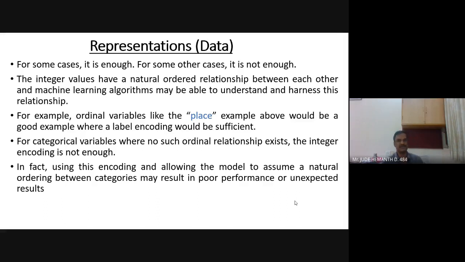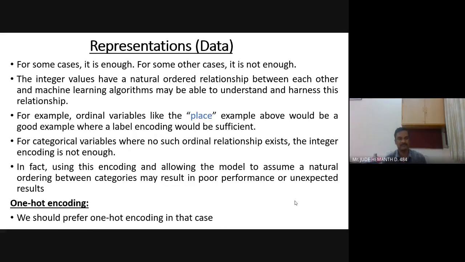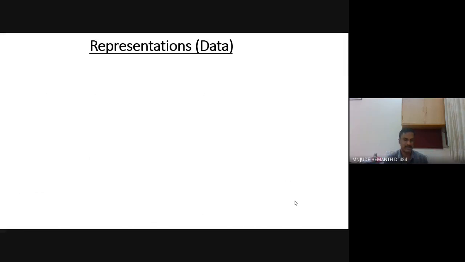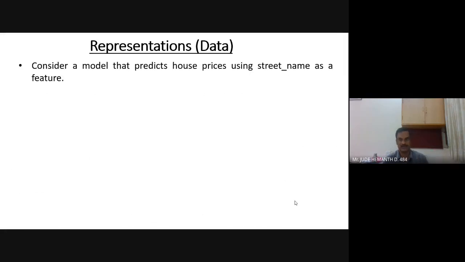So how can we do that? We have another procedure called one-hot encoding. Integer encoding is very simple, and only for variables which have a direct relationship with that specific integer. If you don't have that, you go for a process called one-hot encoding. I will tell you why we should go for one-hot encoding.